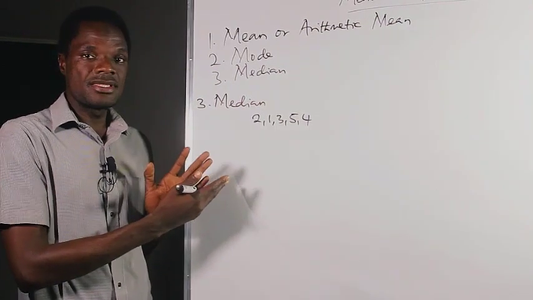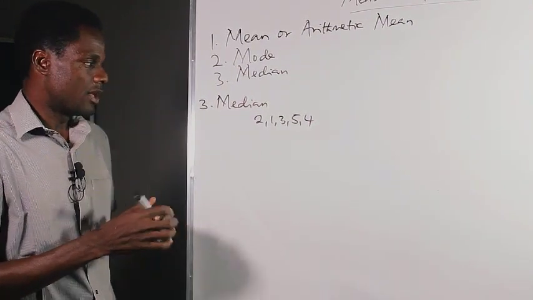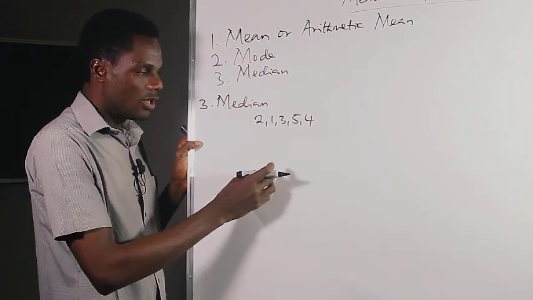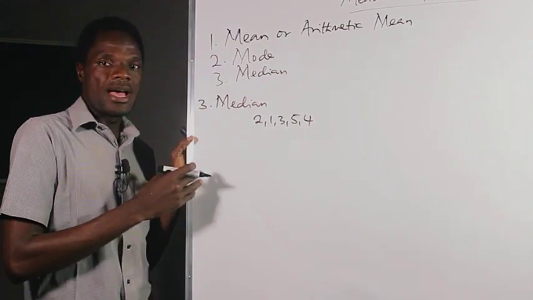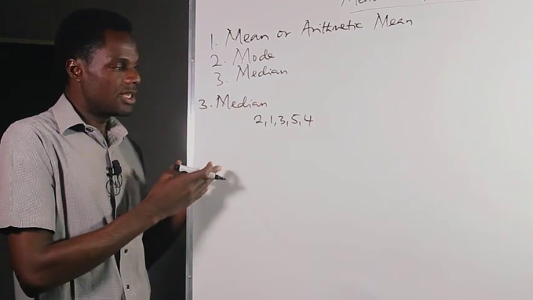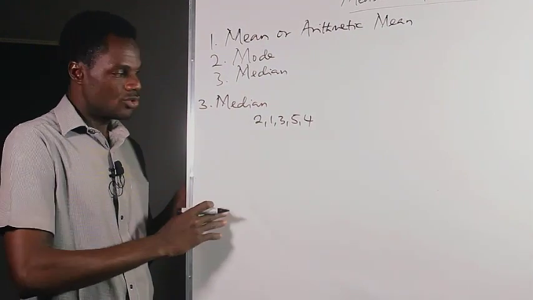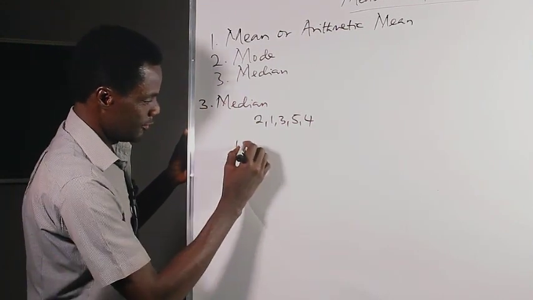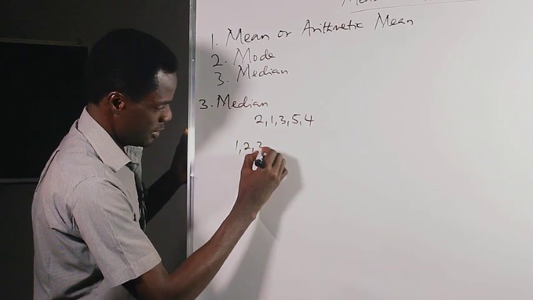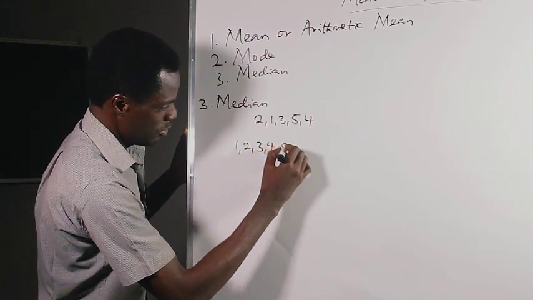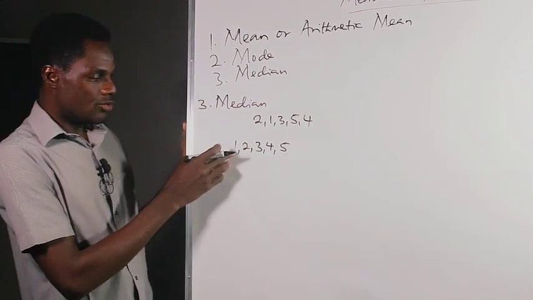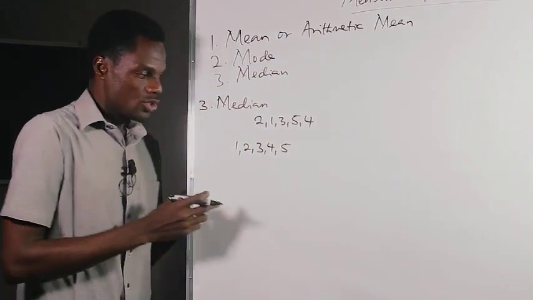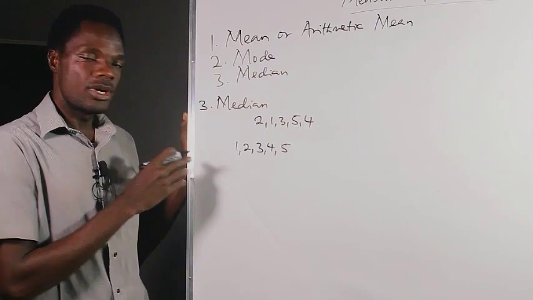Suppose we are given this data and we are asked to find the median. The first thing we are going to do is arrange it either in ascending order or in descending order. What we mean by ascending order is to start with the lowest to the highest. For example, our lowest item here is 1, followed by 2, 3, 4, 5. So if you arrange it in this way, then we count: 1, 2, 3, 4, 5. So this is an odd number.